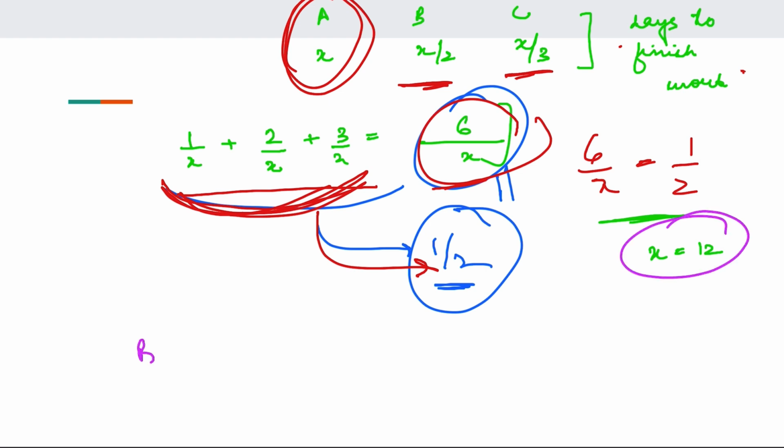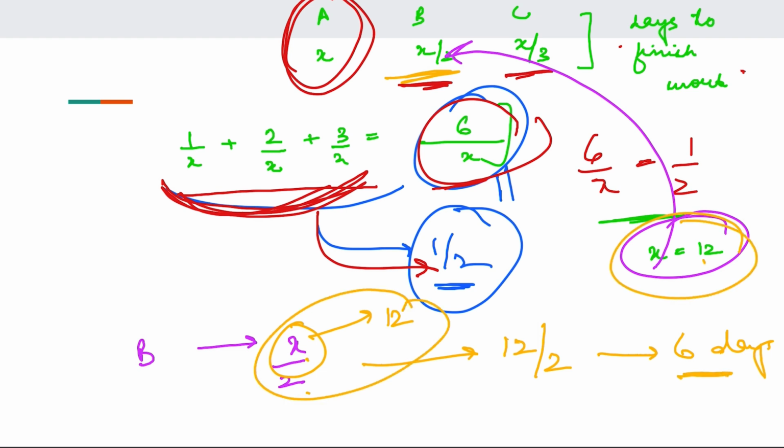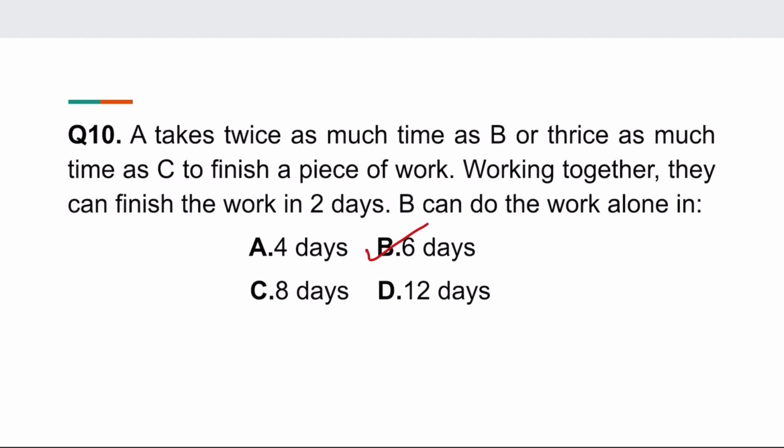So B takes how many days? If x is 12, B takes x by 2, x is 12, 12 by 2, 6 days. Simple. X by 2 is what we assumed. X is 12, we found out. So 12 by 2, 6 days. So this is basically the answer to it. Alright, this is the answer to it, 6 days. So here it's 6 days.